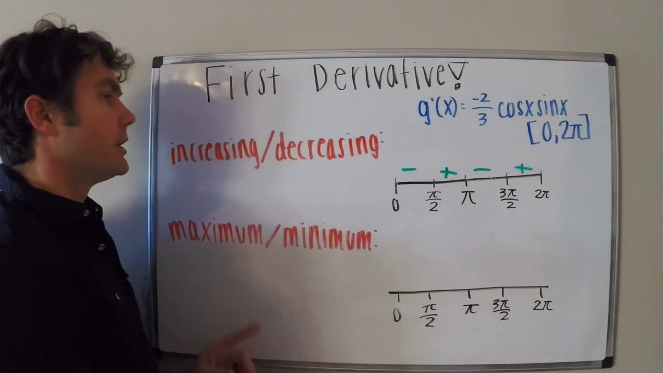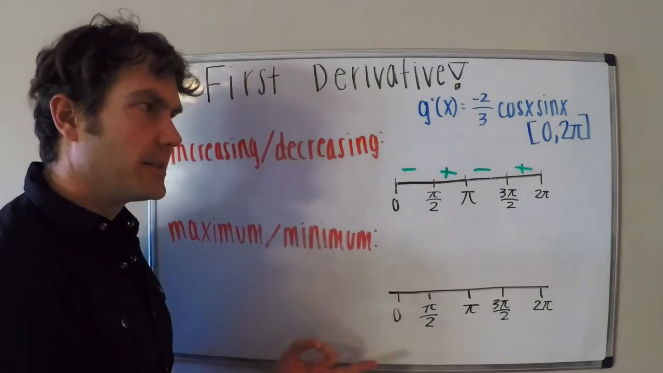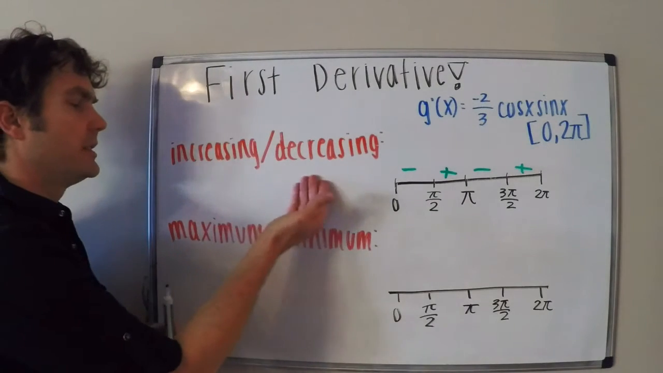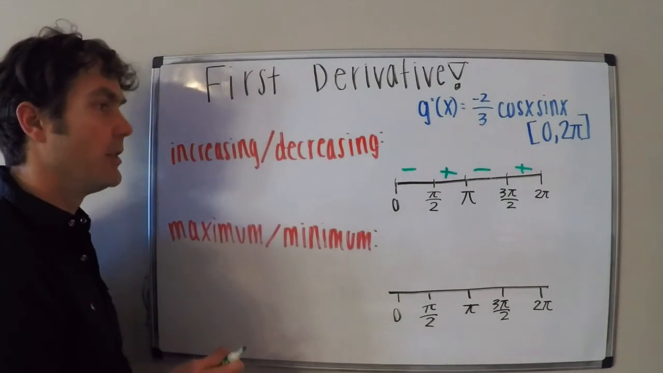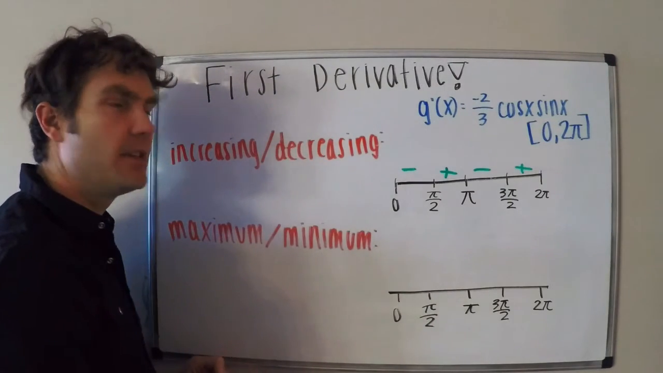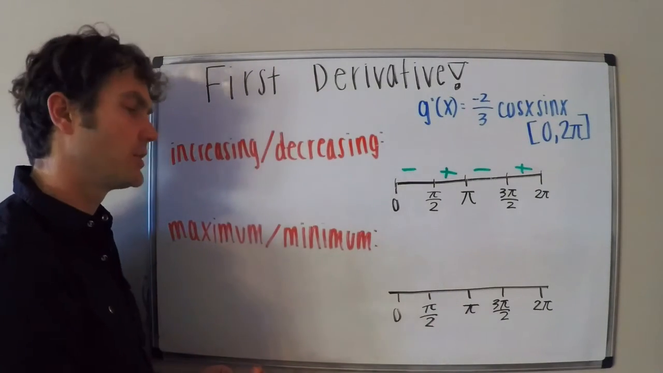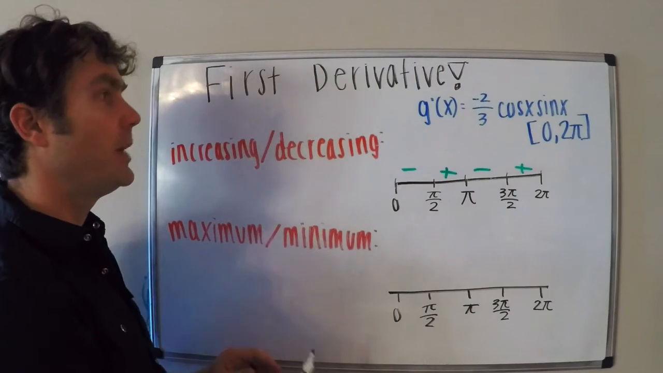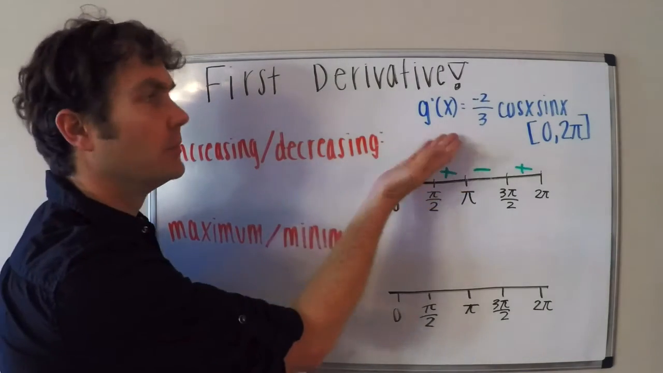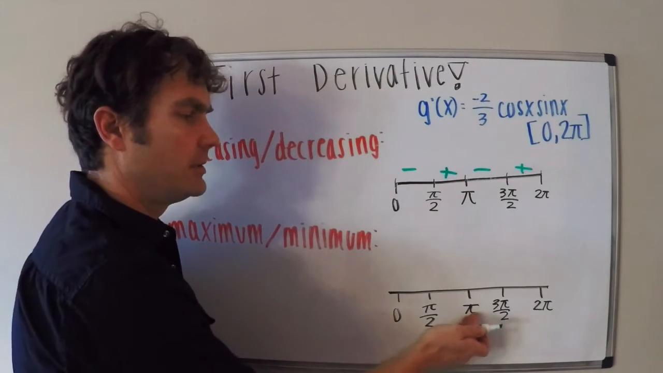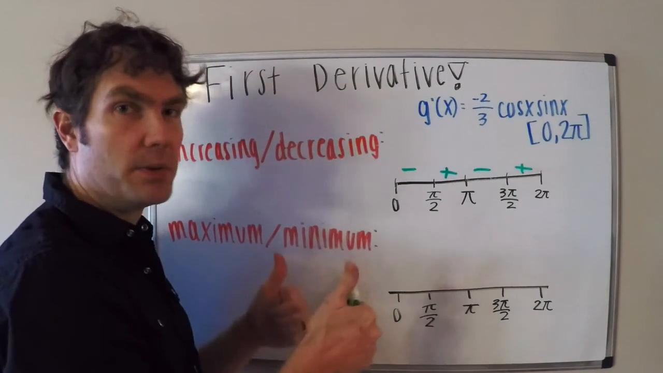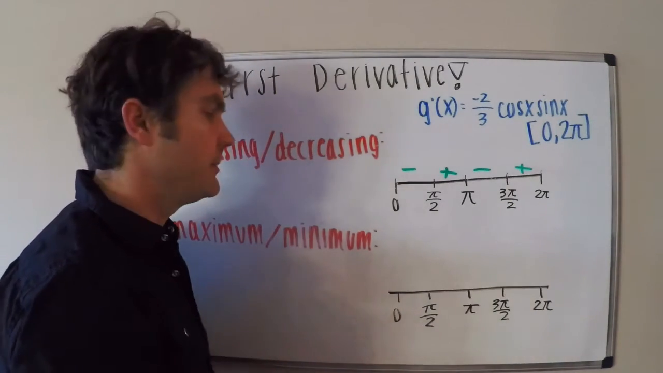So we know how to find the maxes and mins. We know how to find the increasing and decreasing. How do I know whether it is a maximum or a minimum? I know that pi over 2 is either a maximum or a minimum, but how do I know which one? A couple ways. If I have the original function, which in this case I don't, I can always just plug in pi over 2 and pi and 3 pi over 2. The big ones are going to be maxes and the small ones are going to be mins.